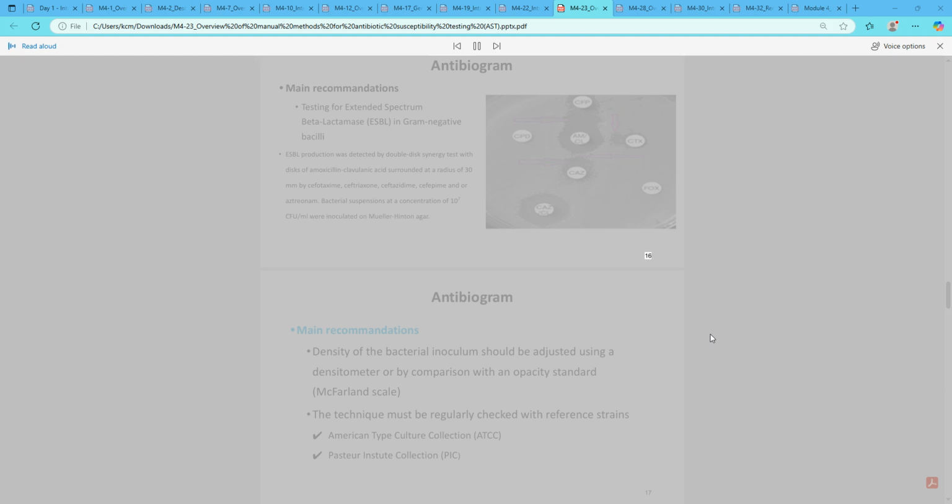Main recommendations. Density of the bacterial inoculum should be adjusted using a densitometer or by comparison with an opacity standard, the McFarland scale. The technique must be regularly checked with reference strains: American Type Culture Collection, ATCC, and Pasteur Institute Collection, CIP.